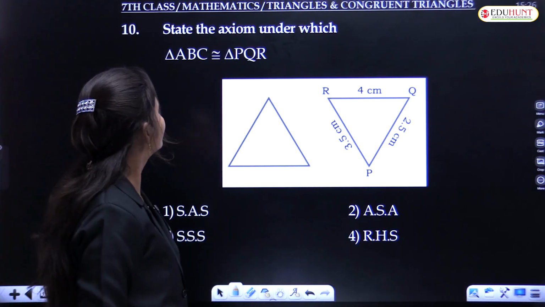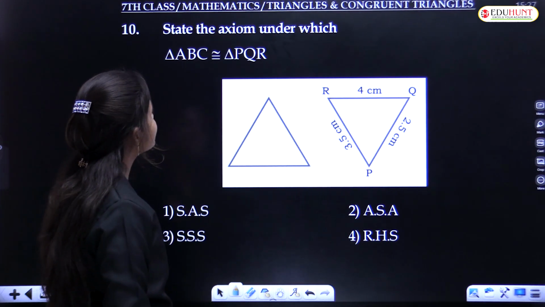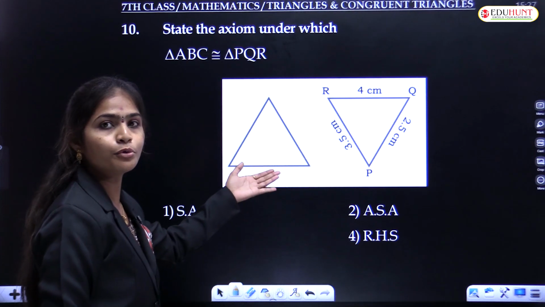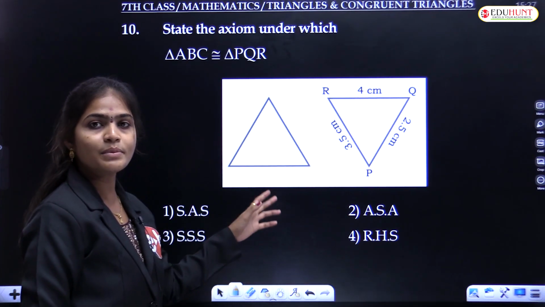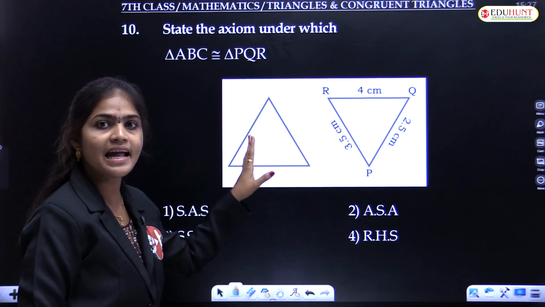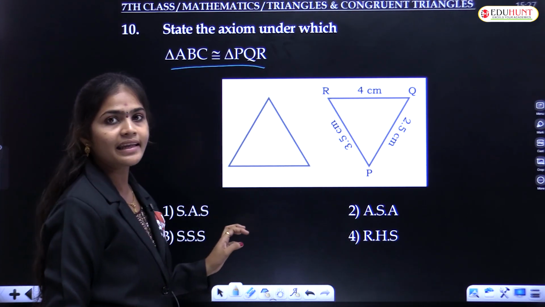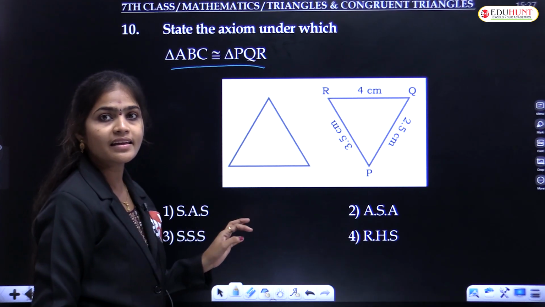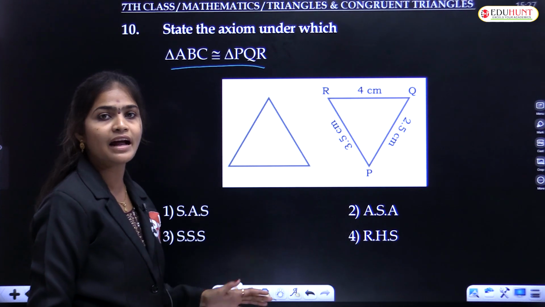Next, see here: state the axiom under which triangle ABC is congruent to triangle PQR. They have only given that here two triangles are there, and the two triangles are congruent. They are saying that those two have the same size and same shape. So they have given the condition triangle ABC is congruent to triangle PQR. Now what they are asking is, by which axiom are those two congruent, we have to say.